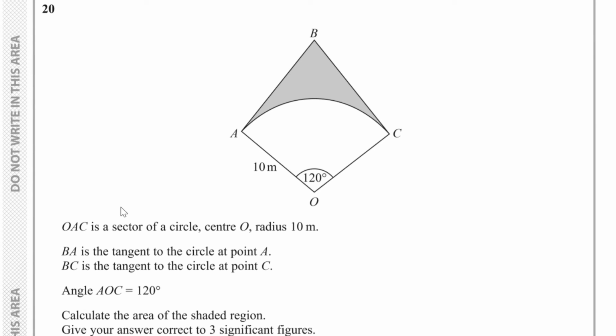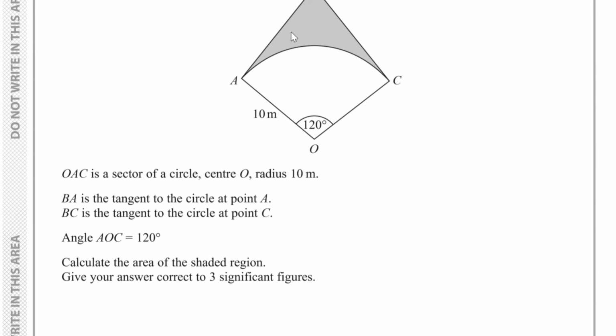Question 20, we've got OAC, which is over here, which is a sector of a circle, and the radius is 10 meters. BA, that's a tangent to the circle at the point A, and BC, that's a tangent to the circle at the point C, and the angle AOC, that's shown here, is 120 degrees. We have to find the area of the shaded region.